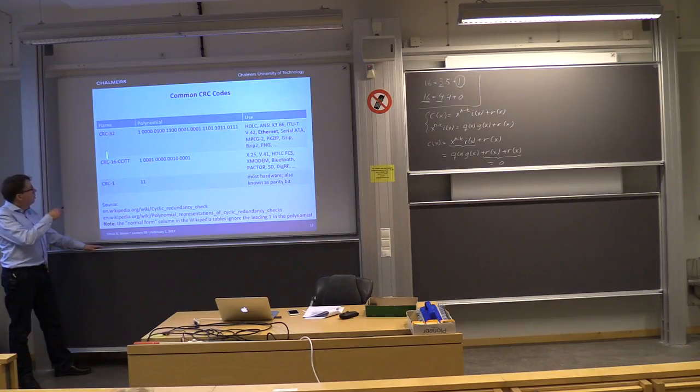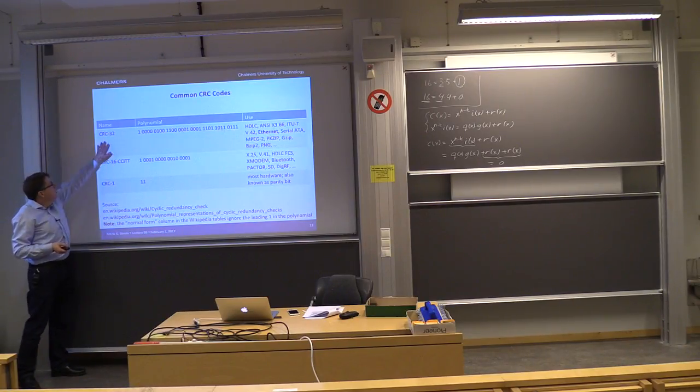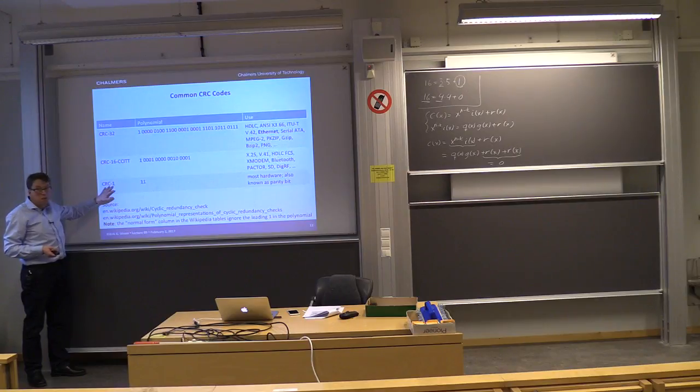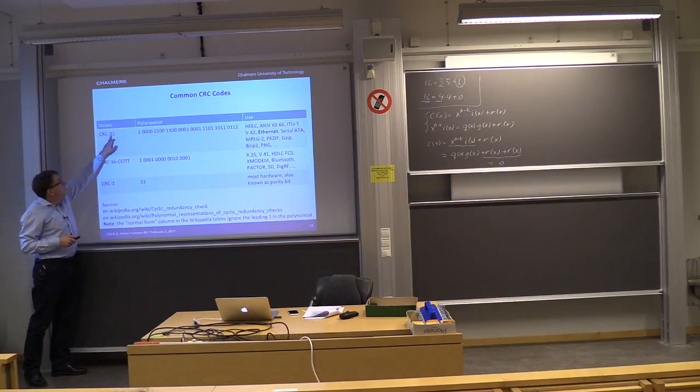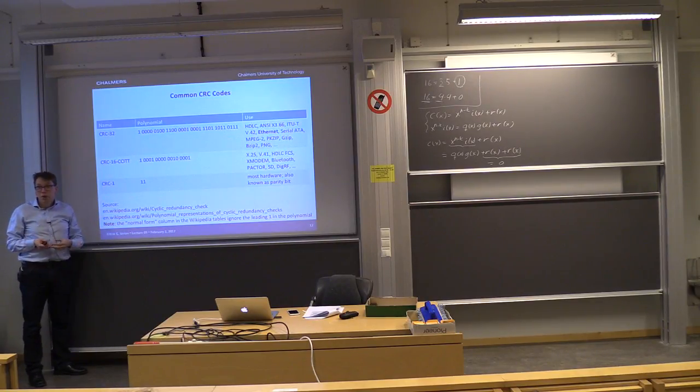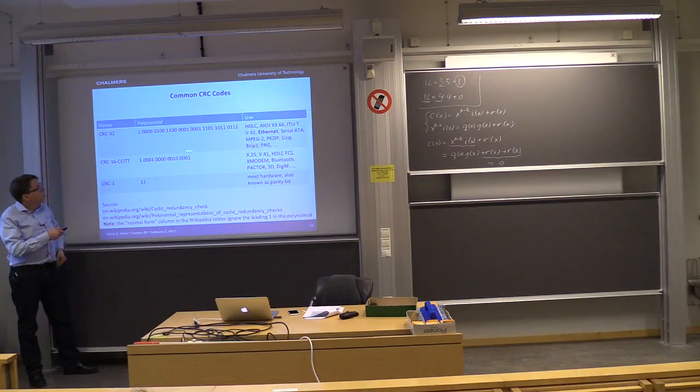There are a number of CRCs that are so special that they have their own names: CRC32, CRC16, CCITT, and CRC1, for instance. These are three common ones. The 32 here means that there are 32 check bits. Then we need a polynomial, and the polynomial should have degree 32, so 32 plus 1 coefficients.